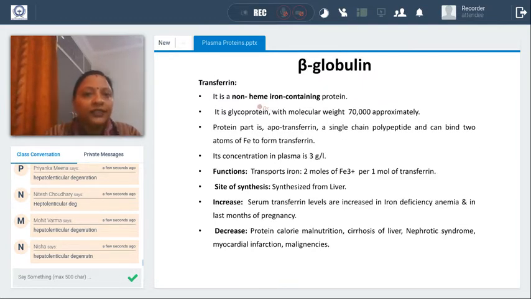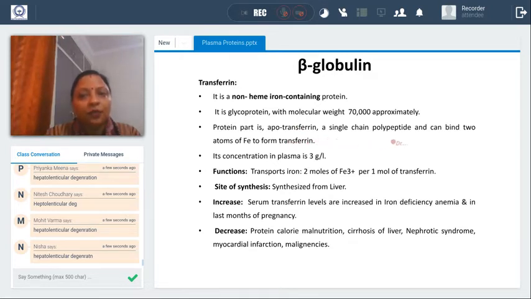Beta globulin, first example is transferrin. You all know it is a non-heme iron containing protein. It is a glycoprotein, and the protein part is apotransferrin. A single chain polypeptide can bind 2 atoms of Fe to form transferrin. It transports iron, 2 moles of Fe3+ per 1 mole of transferrin.